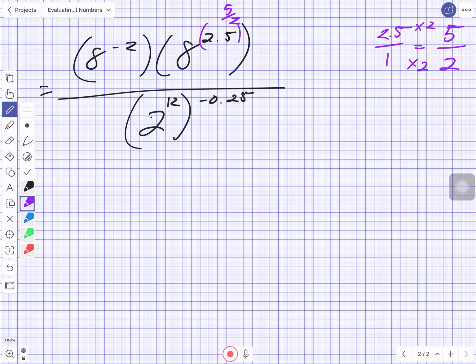And then this is a negative, so it'll stay a negative, but 0.25 over 1. 0.25, I know off the top of my head, is kind of like a quarter. So I know I can multiply both the top and the bottom by 4. I'm going to get over 4, and that's going to be 1 over 4. So we're going to replace this.